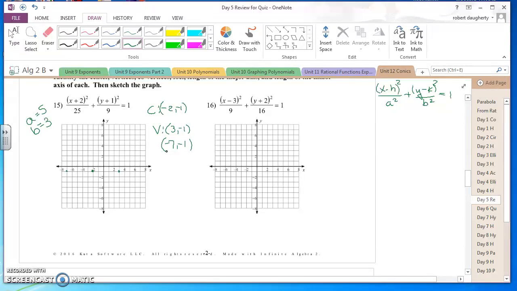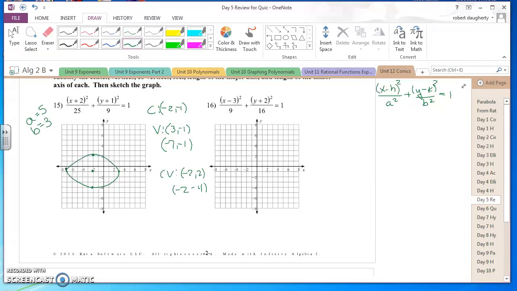And then my co-vertices, we'll use the b for that. So from the center, if I go up 3, 1, 2, 3, right here, and I go down 3, 1, 2, 3, those are my co-vertices. So at (-2, 2) and (-2, -4). So my ellipse looks like this. And then I just need to find the foci and the length of the major and minor.